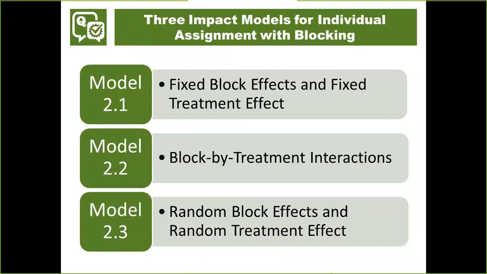The guidance document on impact models shows 3 models that can be appropriate for estimating impacts for designs where individuals are assigned to treatment and control conditions within blocks. The first produces a single estimate of the treatment effect, averaged across the blocks. The second produces a separate impact estimate for each block. If you use this model and you want to have an overall impact estimate, you need to calculate the mean of the separate estimates from each block. The third model is useful if blocks were randomly sampled from a defined population and you want the inferences to generalize to that population.